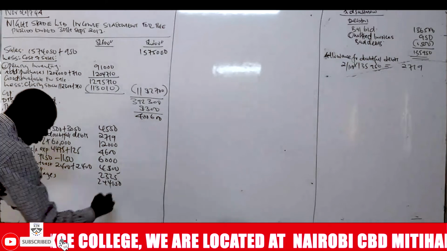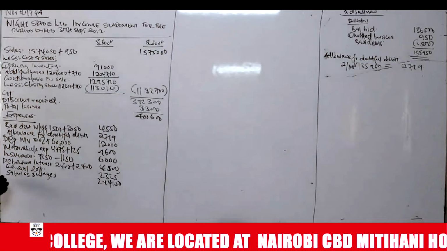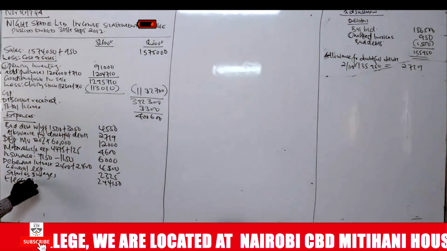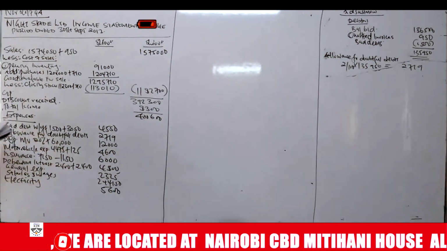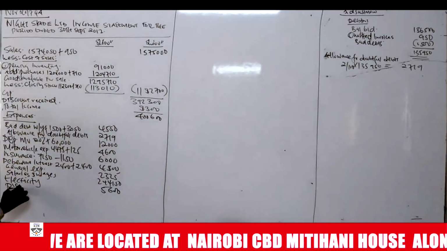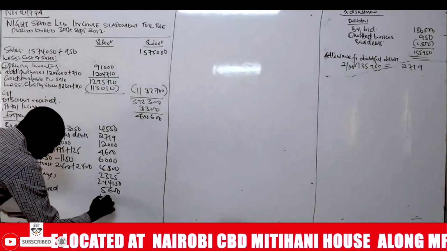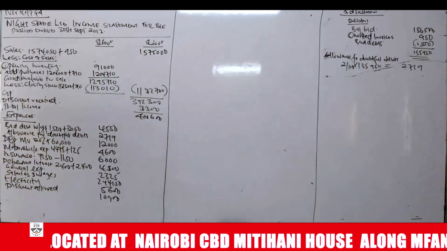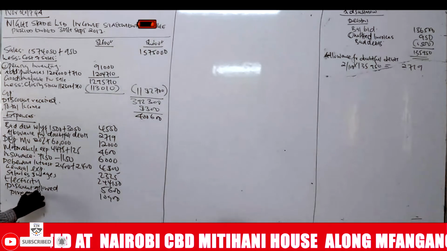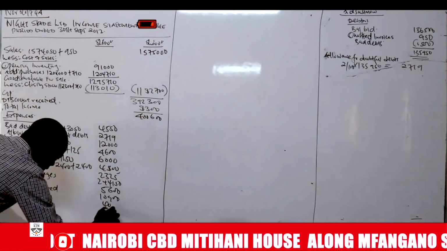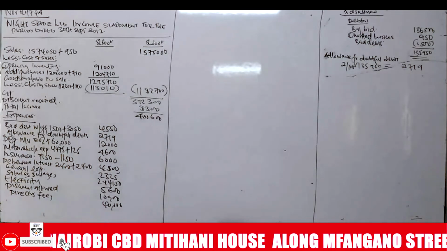244,150. And then we have motor vehicle expenses, to remember now. We have electricity. Electricity, how much is it? 5,600. And then we have discount allowed. How much is it? 10,900. And then we have also director's fees. How much is it? 40,000. What else do you have? So those are the expenses.